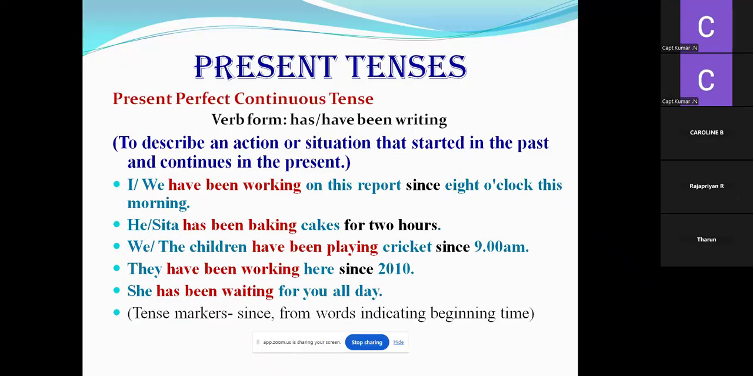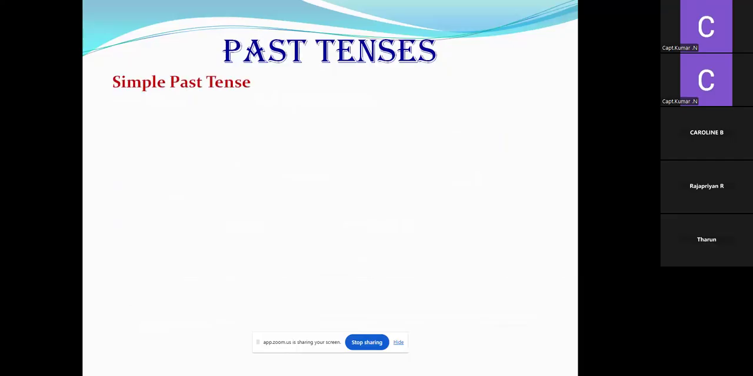Let's see the tense markers for present perfect continuous tense. There is a particular word: since. If the starting time is told by since, or the duration is told by the preposition for, that could be taken as a tense marker for present perfect continuous tense. Let's move on to the next one.